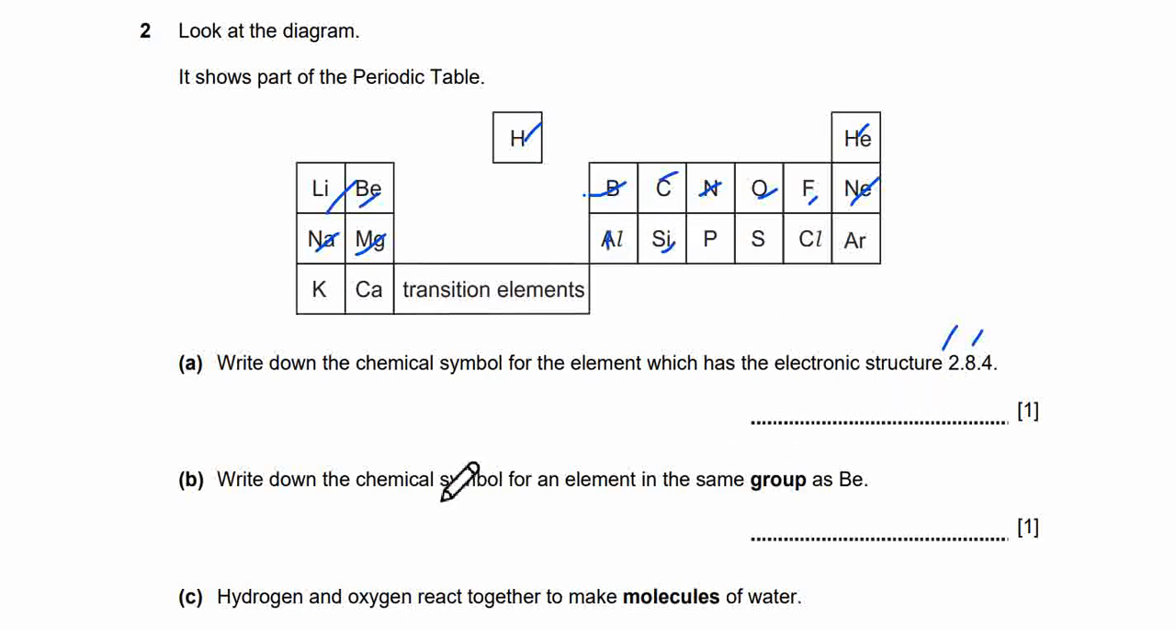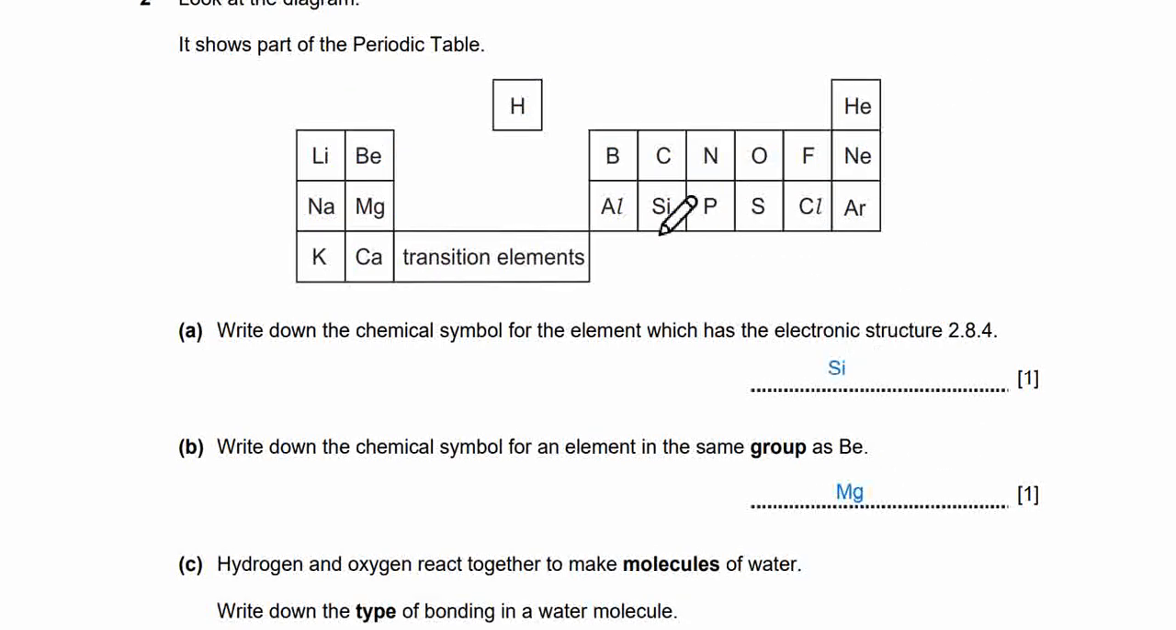Write down the chemical symbol for an element in the same group as Be. Same group means the vertical column. Be is in the group here, so we can write either magnesium or calcium. We'll write down in the answer slot. So the answer for this is silicon, and this is magnesium or calcium.